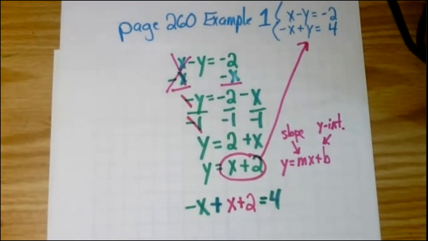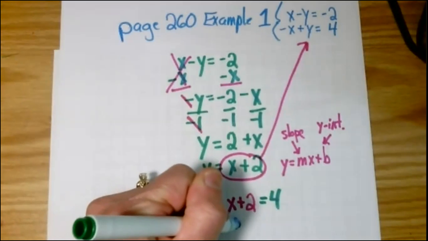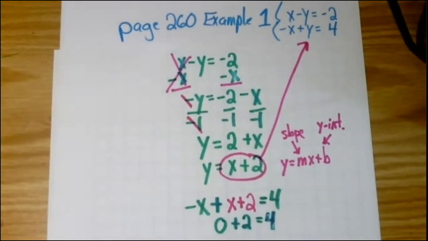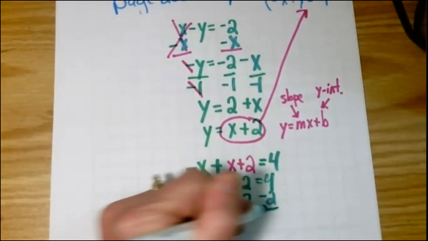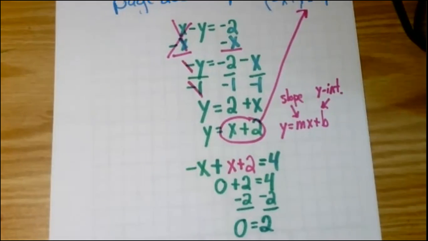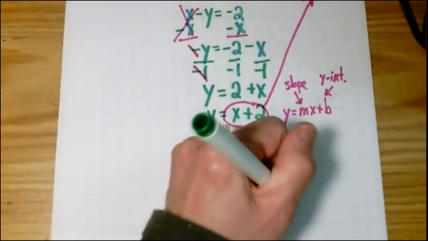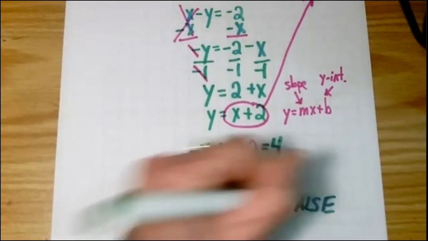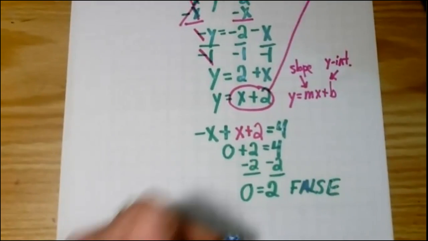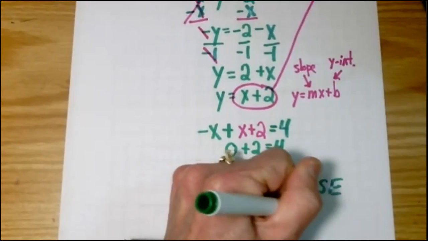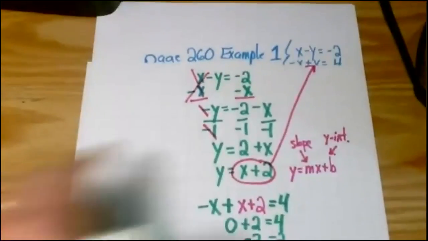So I have a negative x and a positive x. I can combine those. What's that going to give me? Negative x plus a positive x. That's going to give me 0 plus 2 equals 4, right? And then I'm going to move the 4 over to the other side, and I'm going to get 0 equals 2. Is that a true statement? No, you're right. That is a false statement. What do we know when we get a false statement? There are how many solutions? No solutions. So our system up here has no solutions.